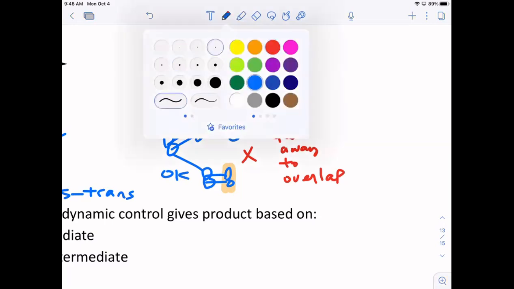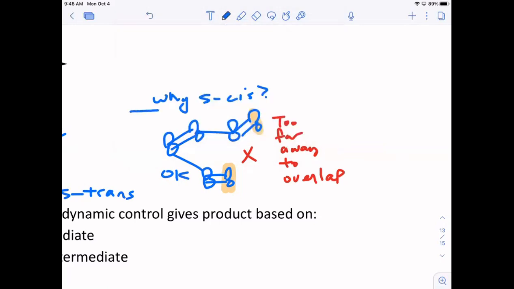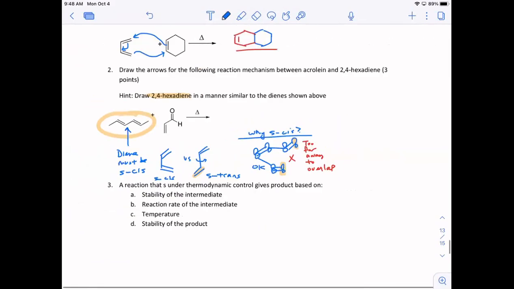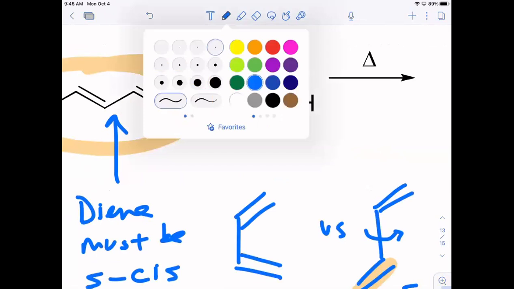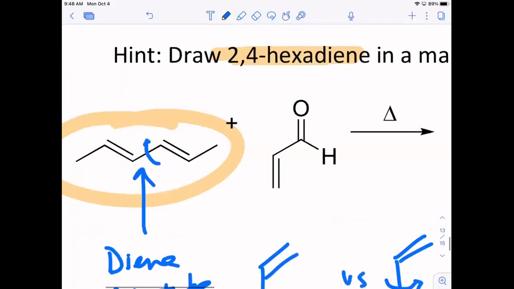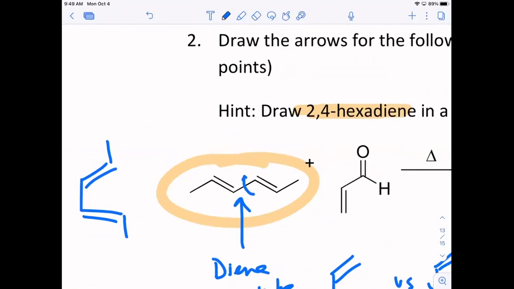So the S-cis conformation is necessary for your diene. All right. So when we look back over here, we need to put that diene in the right conformation. So what we'll have to do is rotate around the sigma bond here to get both alkenes in what we call an S-cis conformation. So the way to do that, I'll show you. It'll look like that.